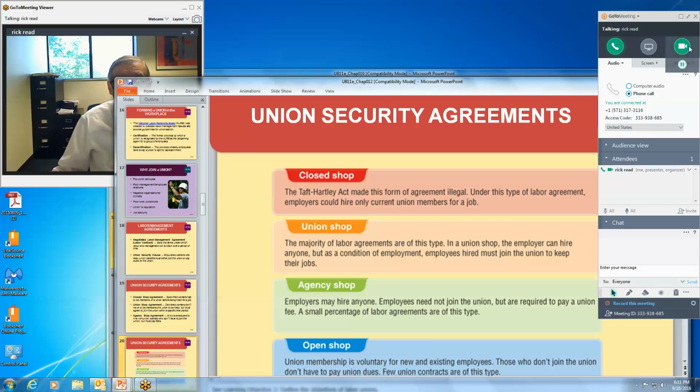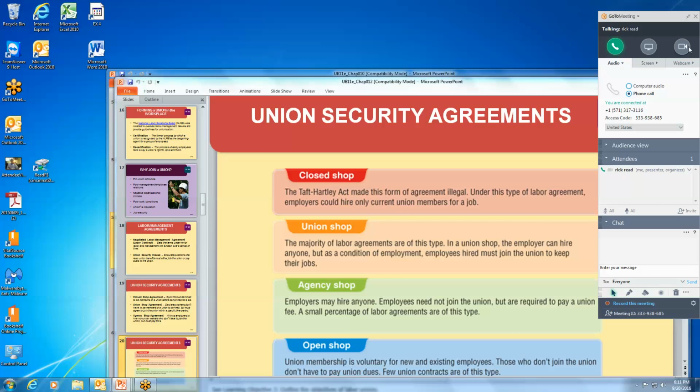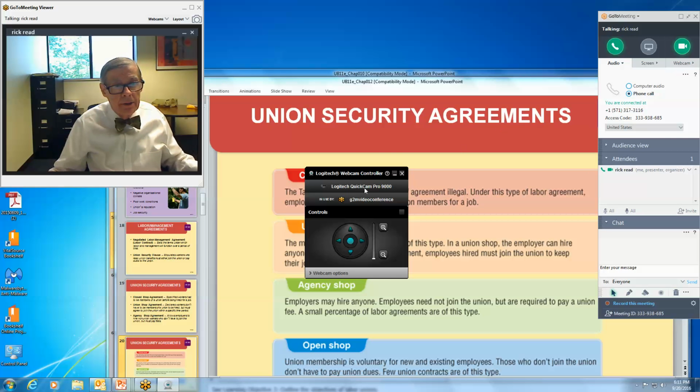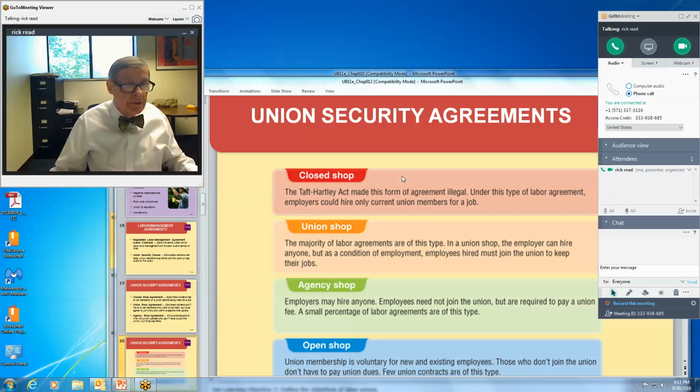Now, here's some more. A closed shop is no longer legal. The union shop we're talking about here is still around. The agency shop still is, and the open shop, again, which we also talked about.